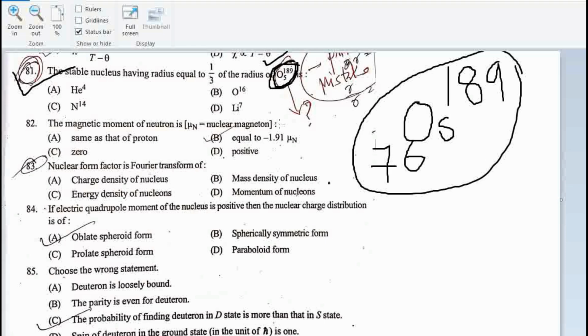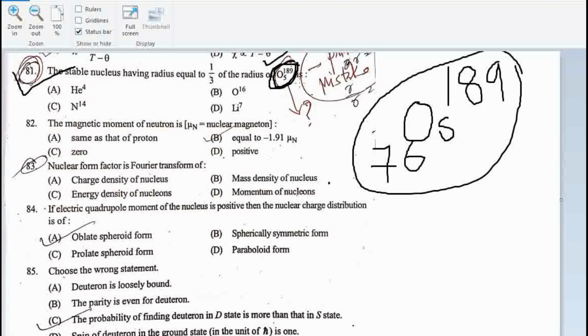And I had raised an objection during the objection period of this 2023 paper, but they did not accept my objection. If they had accepted it, they would have had to give grace marks, but they did not do that. Why did they not approve my objection? Because in this question we only need the mass number, that is 189, and we don't need what kind of element it is or what its atomic number is.